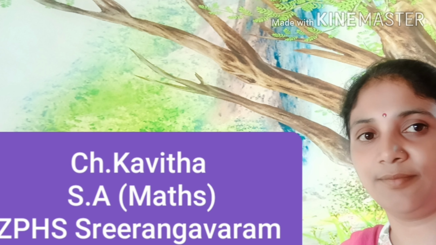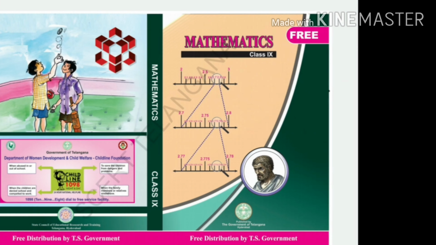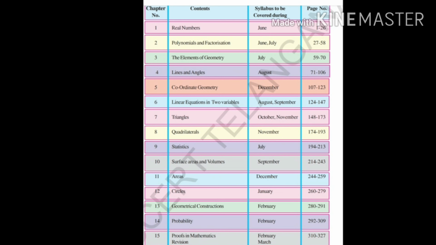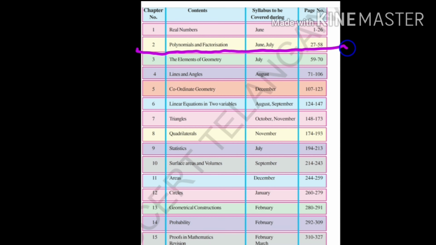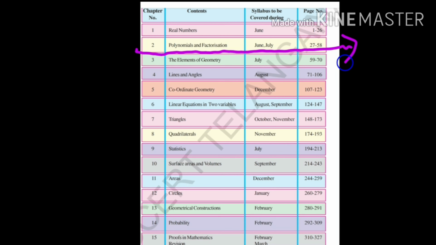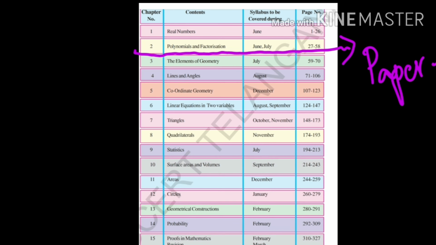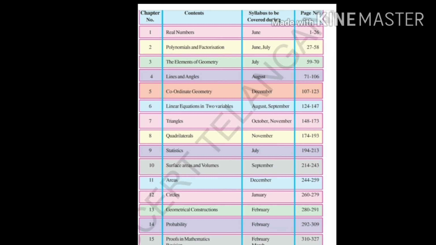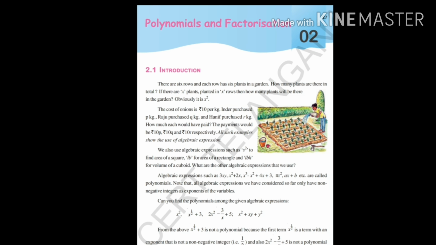Today we are discussing ninth class mathematics. This is our ninth class syllabus, and from this we are discussing the second chapter, polynomials and factorization, which comes under paper 1. Let us see the polynomials and factorization chapter, starting with the introduction part.